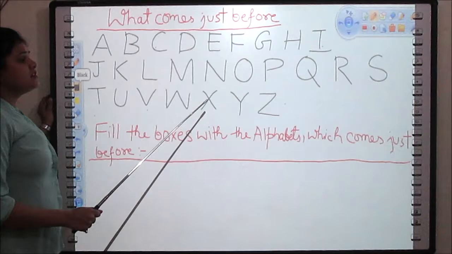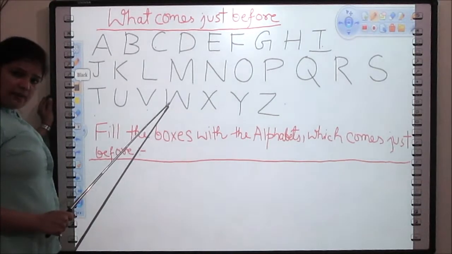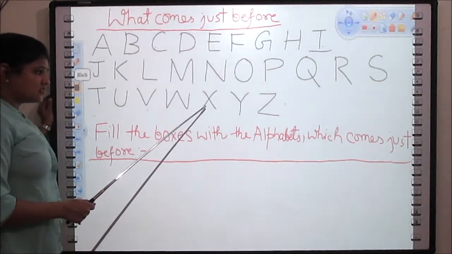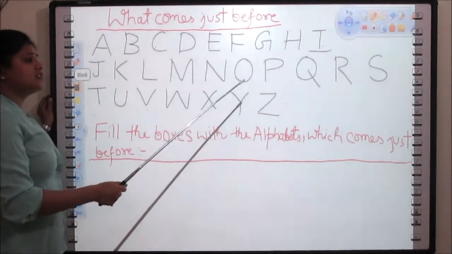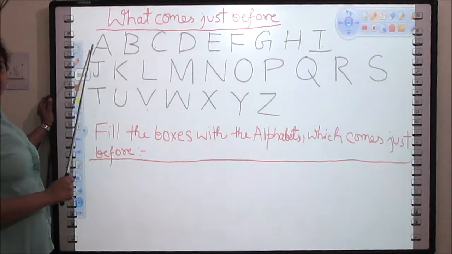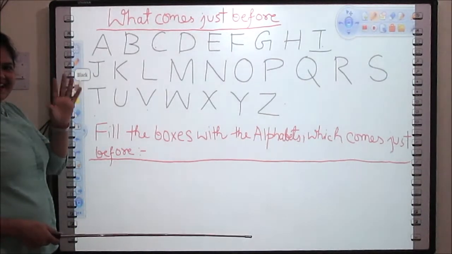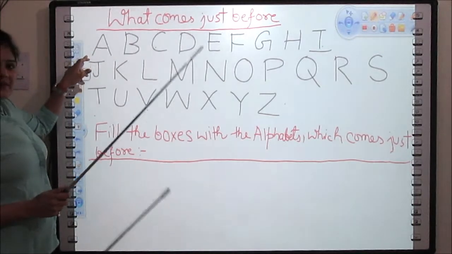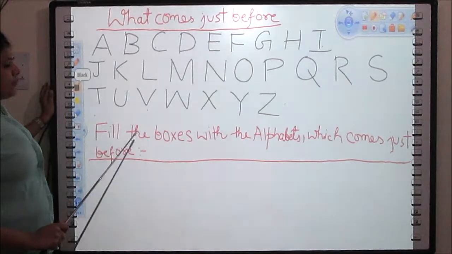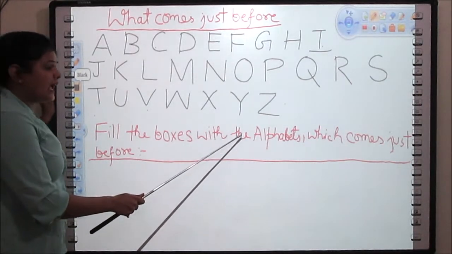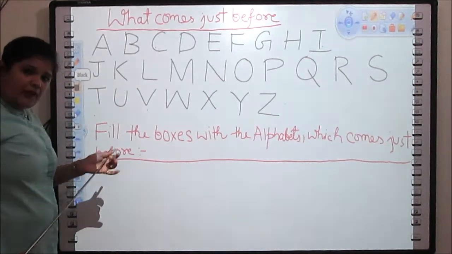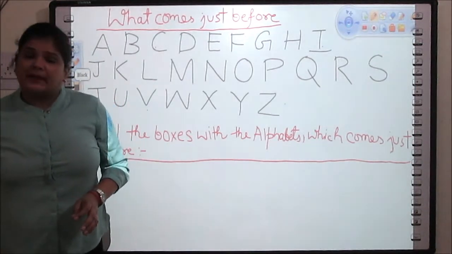V. What comes just before X? W. What comes just before Y? X. What comes just before Z? Y. Now tell me, what comes just before A? Nothing. Let's fill the boxes with the alphabets which come just before. Let's do practice.